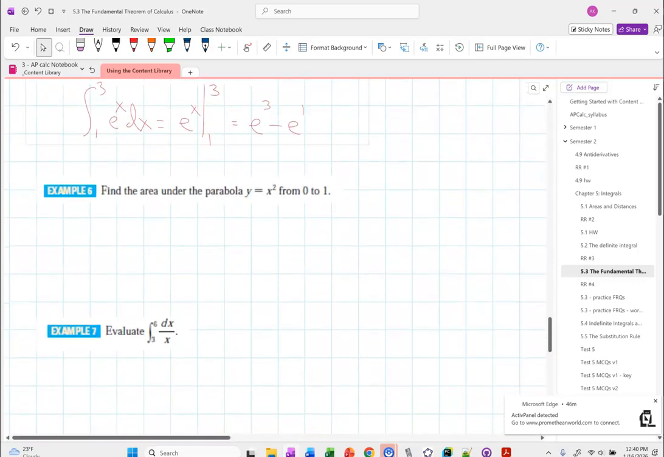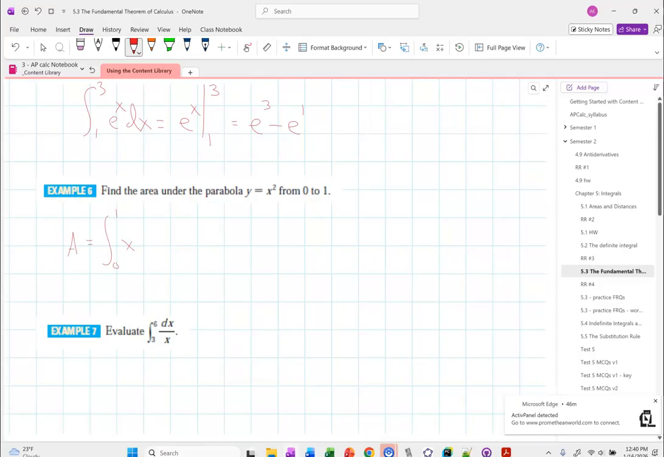Area under the parabola of y equals x squared from 0 to 1. That area is going to equal the integral. Now to compute that integral, we just need the antiderivative of x squared, which is, I'm going to write it this way, x cubed over 3. Do you guys remember the formula for this? From 4.9. And then that has to happen from 0 to 1.